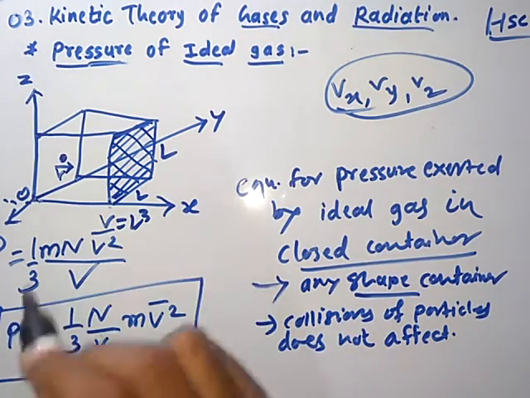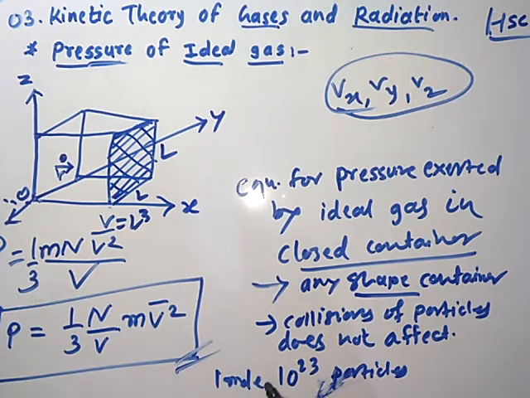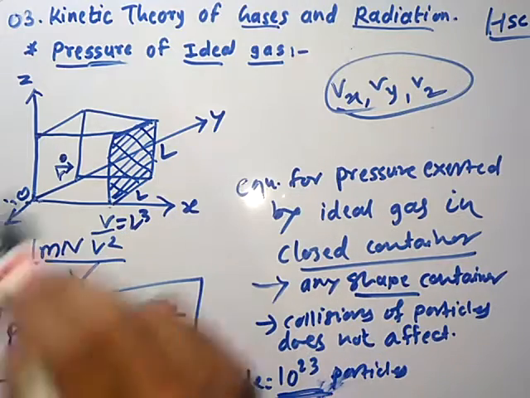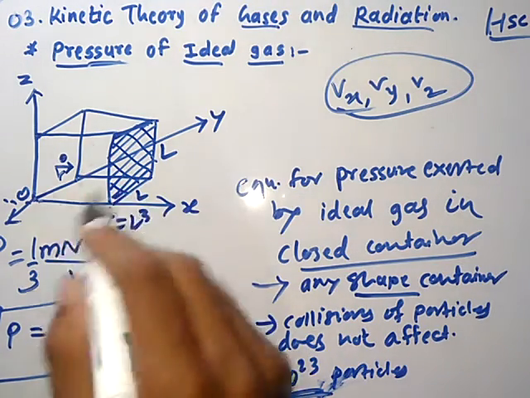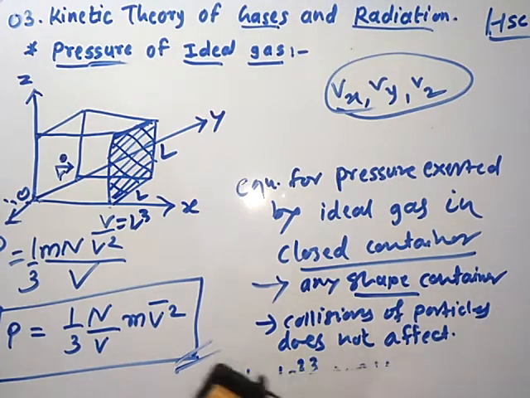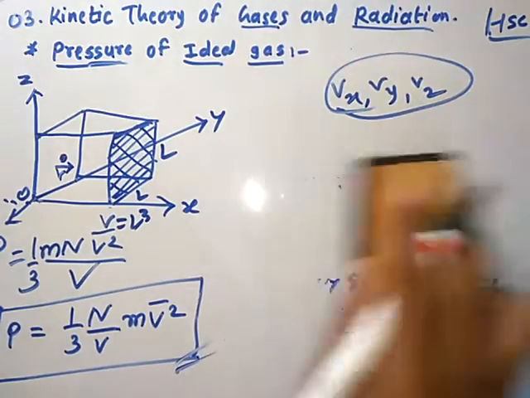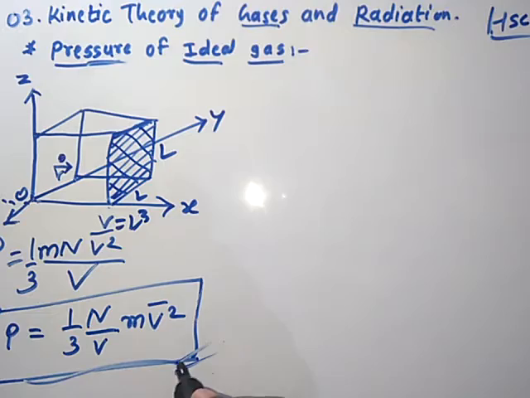So there are other molecules; in one mole, 10 to the power 23 molecules or particles are present. That large number of particles may collide with each other, but the total gross velocity of those particles remains the same, and that is why it does not affect the equation. So this is all about the pressure exerted by an ideal gas.